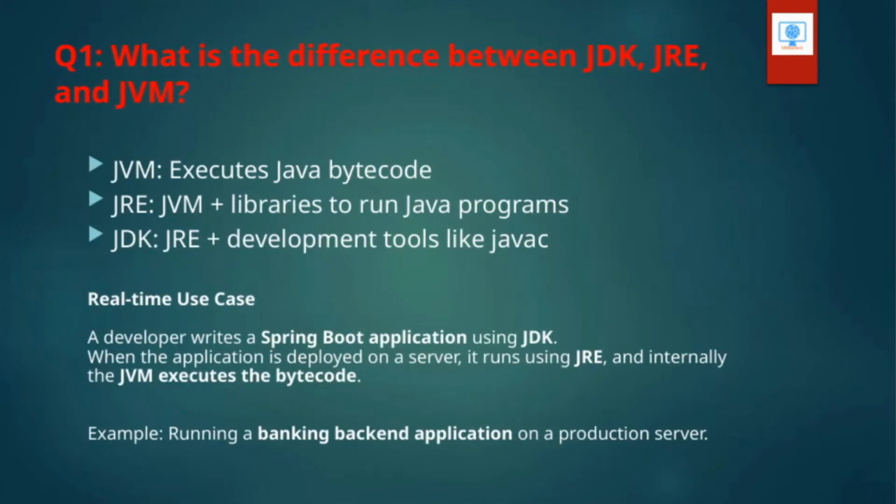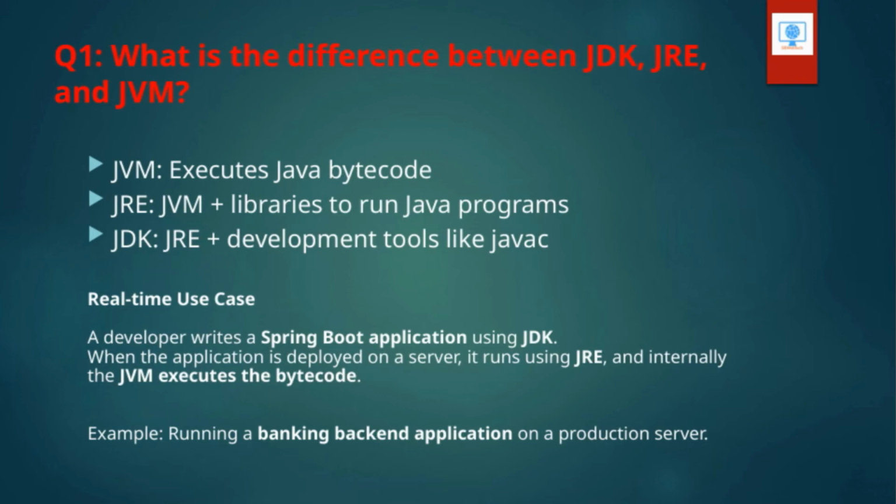Let's break down these components. First, the JVM, or Java Virtual Machine, is responsible for executing Java bytecode. Think of it as the engine that runs your Java programs. Next, we have the JRE, which stands for Java Runtime Environment. The JRE includes the JVM plus the necessary libraries to run Java applications. So, it provides everything needed to execute Java code, but doesn't include development tools.